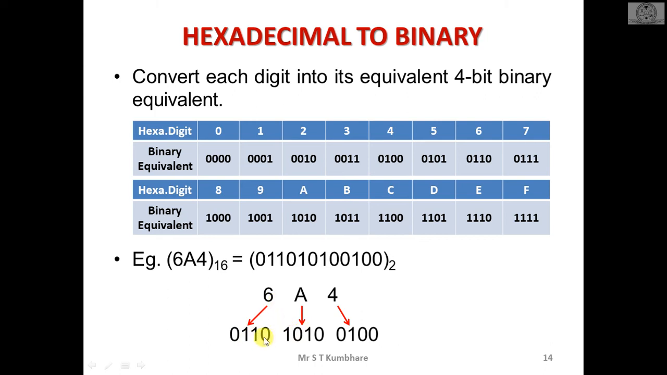So 6. 1, 2, 4. 2 plus 4 is 6. So 1, 1, and remaining are 0. Then A, which is 10: 8 plus 4 plus 2 plus 1, so 8 plus 2 is 10. That's why 1, 0, 1, 0. And 4 is 0, 1, 0, 0. So like this, you can convert hexadecimal to binary.